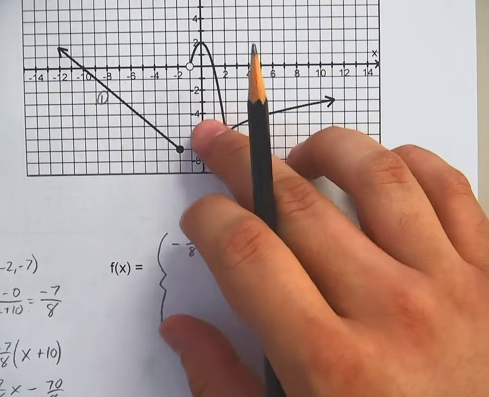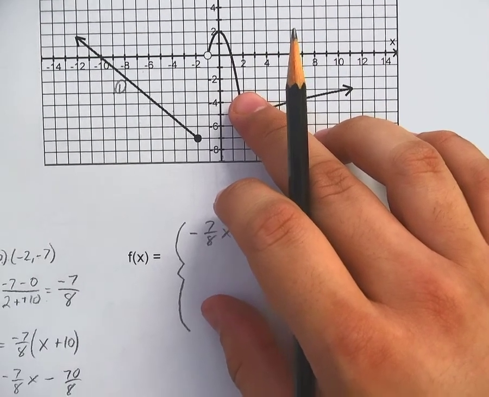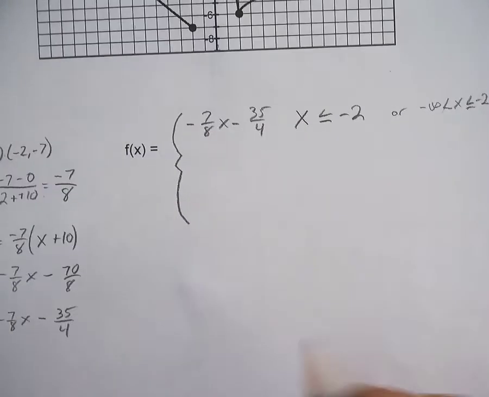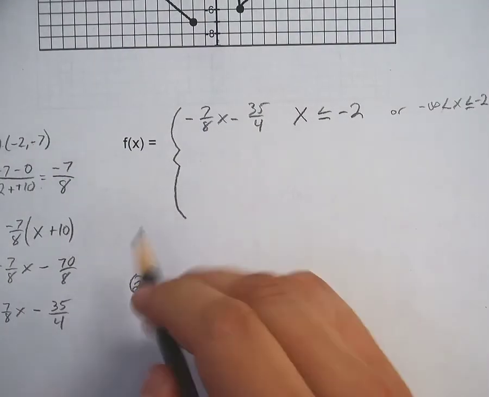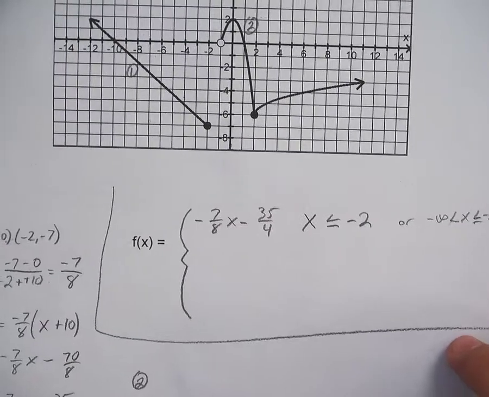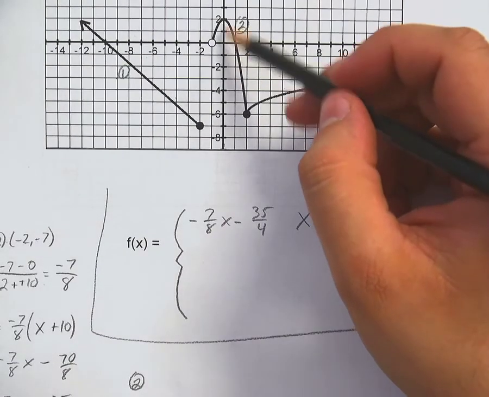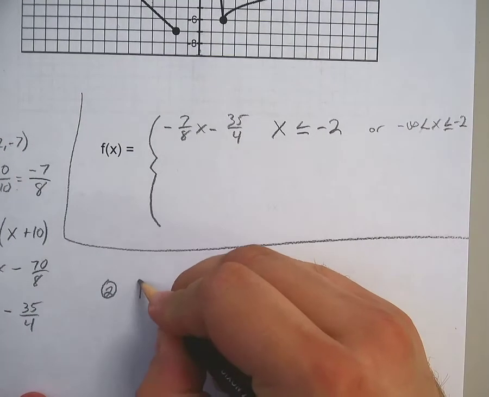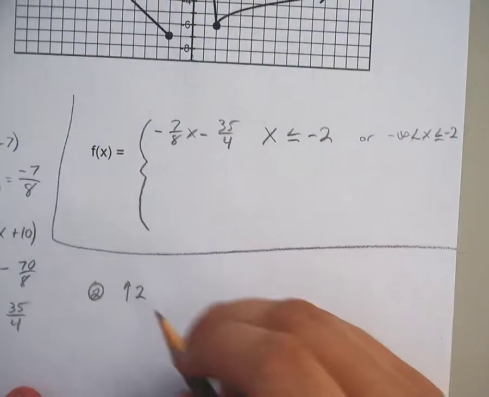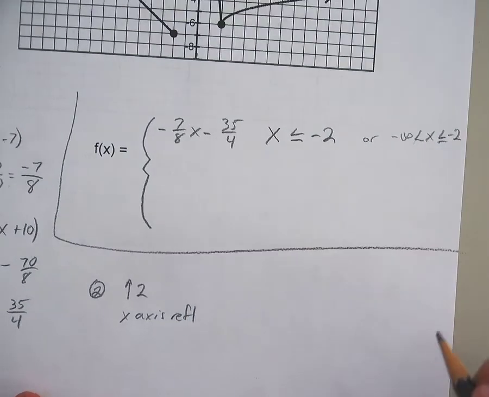Next, the parabola. Ooh. Okay, so I'm going to call this function number 2. I'm going to come down here. Let me kind of separate this thing. Function number 2, it's a parabola, right? And it looks like my vertex is going up 2, so I'm going up 2. It's upside down, so it's an x-axis reflection, which means I'm going to have a negative in front of it.